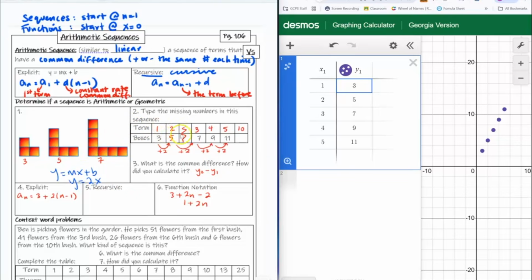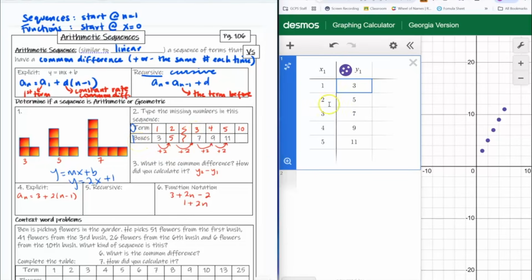So I know the first term, the second term, the third term, and I can see that each time I'm adding 2, so to go backwards I need to just subtract 2. So each time I subtract 2, and then I'll find the 0 term. 5 minus 2 is 3, 3 minus 2 is 1. So this is going to be 2x plus 1.